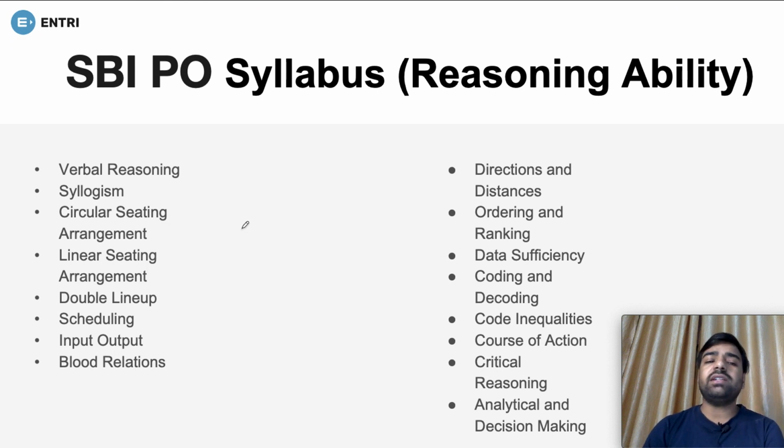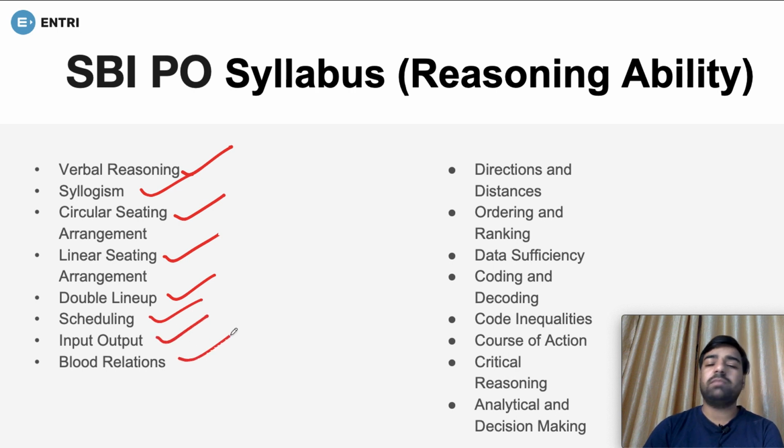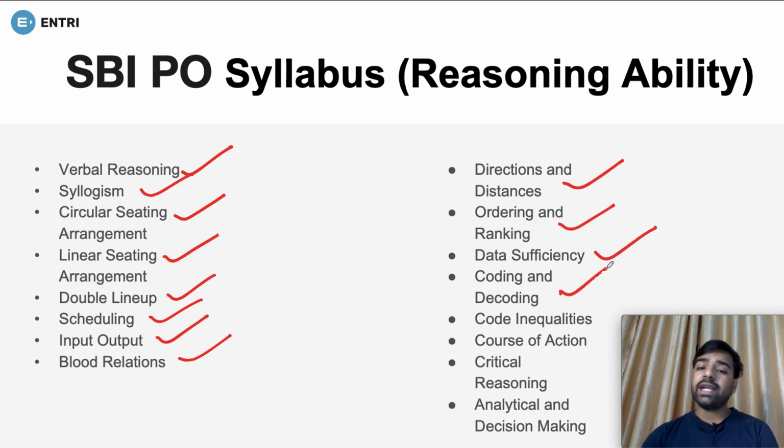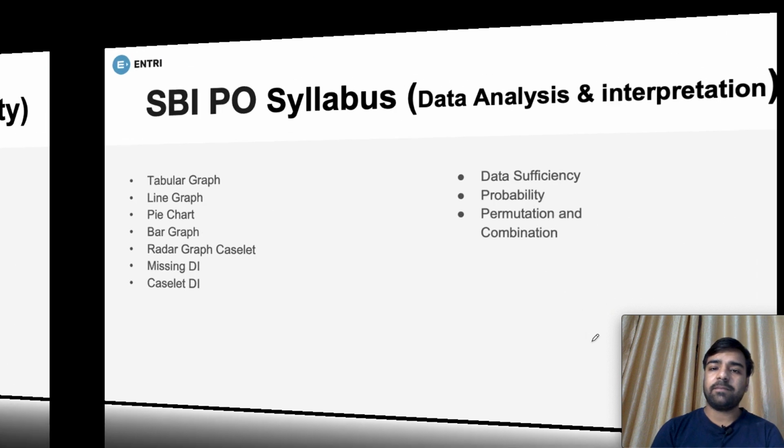Talking about the reasoning ability section, what will come in the mains part? Verbal reasoning, syllogisms, circular seating arrangement, linear seating arrangement, double lineup, scheduling, input output, blood relations, direction and distances, order and ranking, data sufficiency, coding and decoding, code inequalities, course of action, critical reasoning, analytical and decision making.